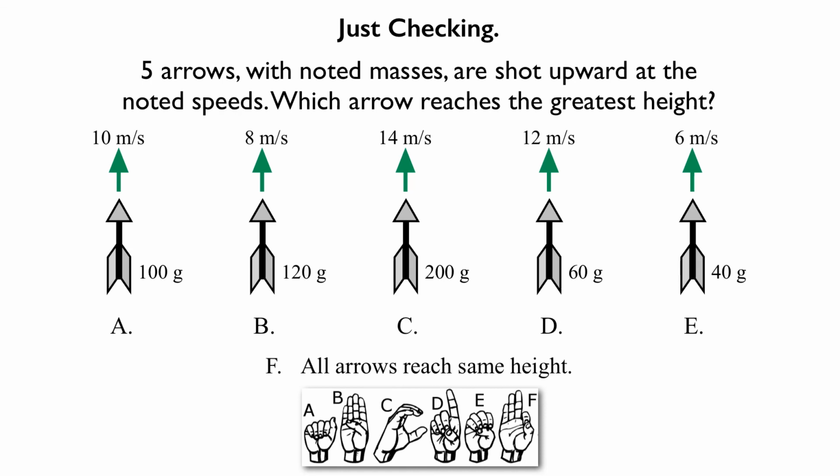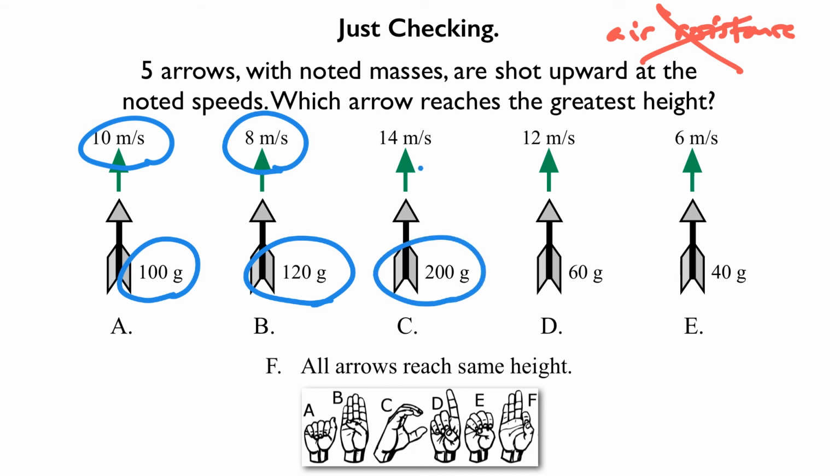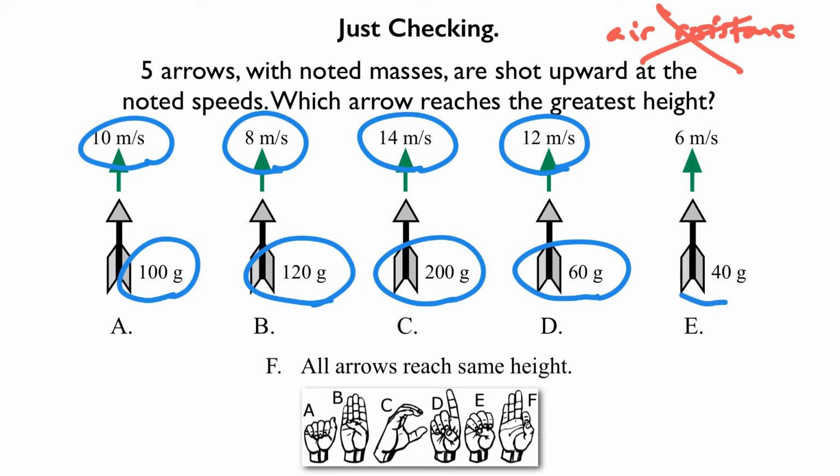We have 5 arrows with the noted masses, and they're shot upward at the noted speeds. We're going to assume as well that you can ignore air resistance. No air resistance here. Okay, so we know what that tells us. And we've got 5 arrows: one of 100 grams launched at a speed of 10 meters per second, one of 120 grams launched at 8 meters per second, 200 grams launched at 14 meters per second, 60 grams launched at 12 meters per second, and 40 grams launched at 6 meters per second. And the question is, which arrow reaches the greatest height?